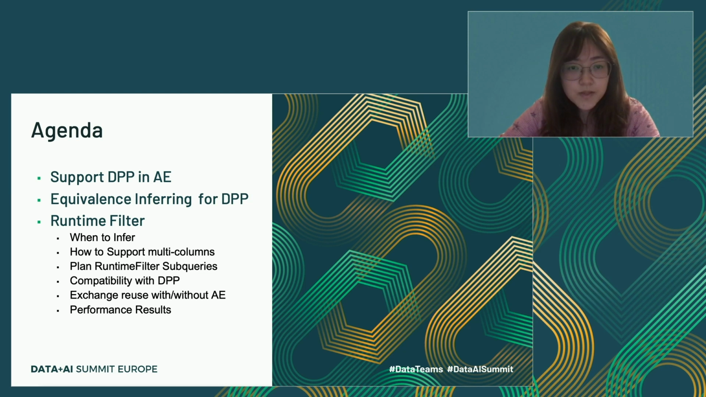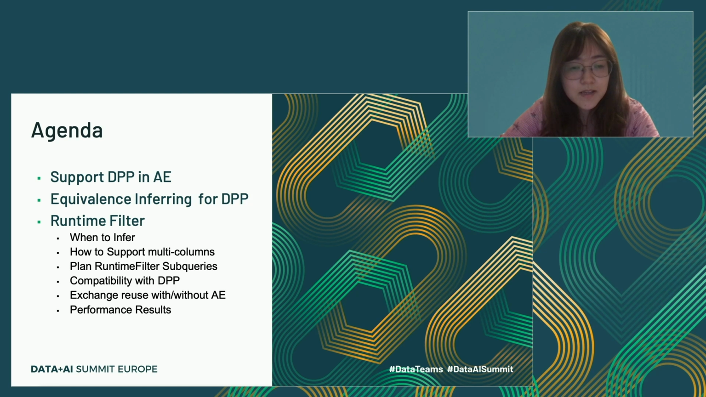Okay, today's agenda is, firstly, I will introduce how, I think you should already know, the Dynamic Partition Pruning in Spark SQL Engine Optimizer. But the current implementation in the Spark community version cannot support dynamic partition pruning in adaptive execution. So in eBay's Spark SQL engine, we optimize this part to support DPP in AE. This is the first improvement I want to introduce.